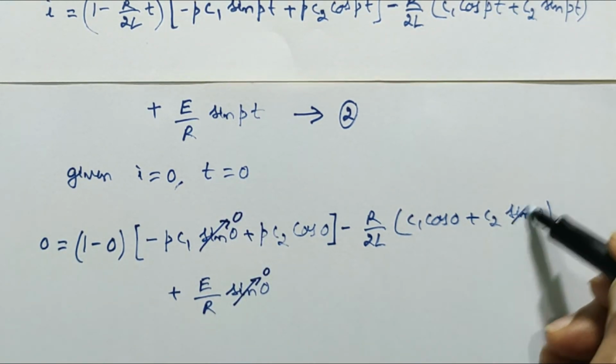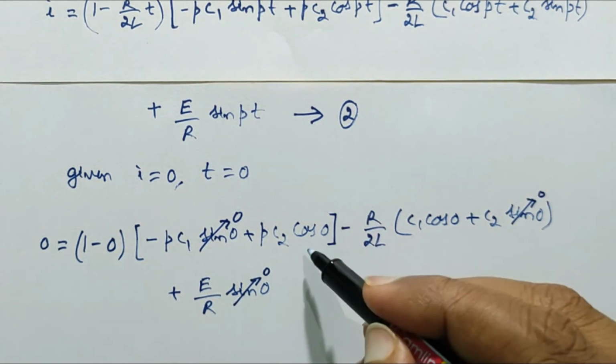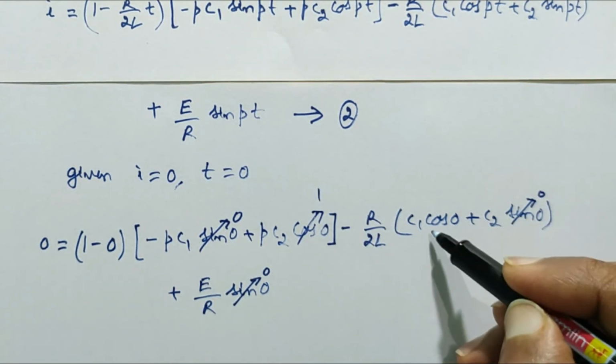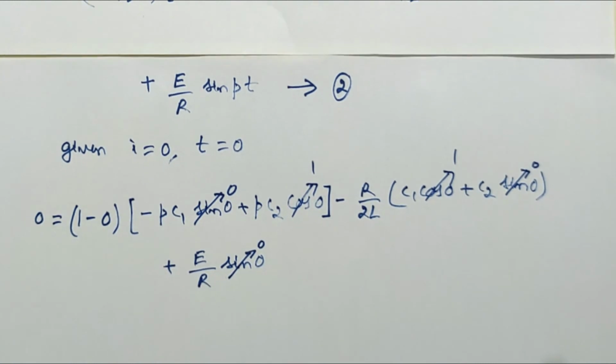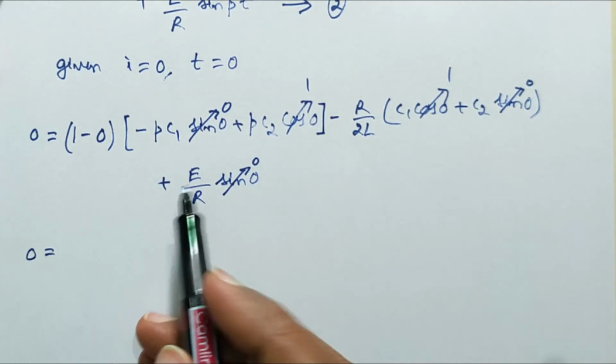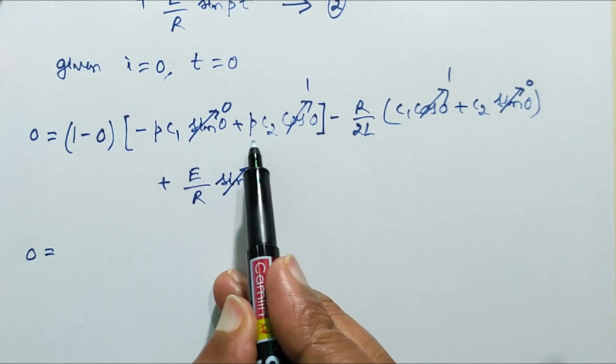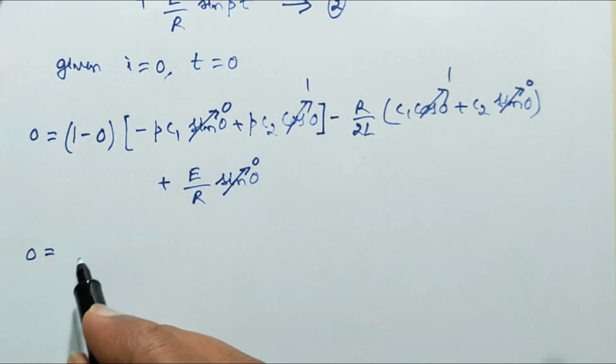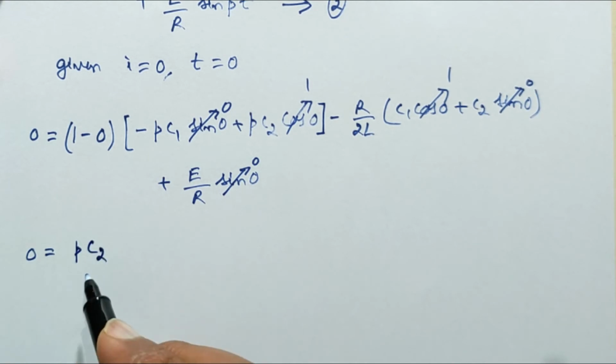Sine 0 will be 0, whereas cos 0 value will be 1. Cos 0 value will be 1. So let us try to simplify this one. This will be equal to 0, since this has become 0 and this is PC2. So you are left with only PC2 over here.